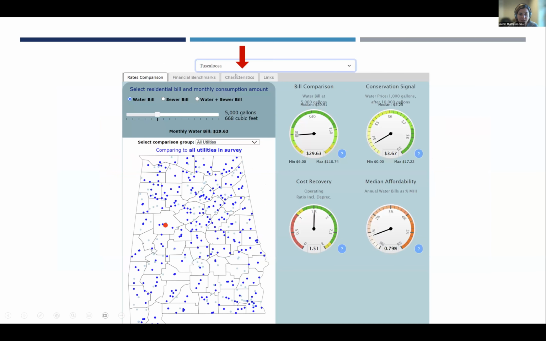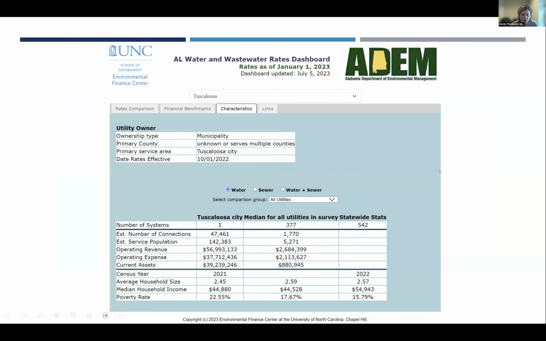All right, next we're going to go to the characteristics tab. The characteristics tab is where you're going to get not all of the information, but a lot of the information that feeds into the dials that I just talked about.